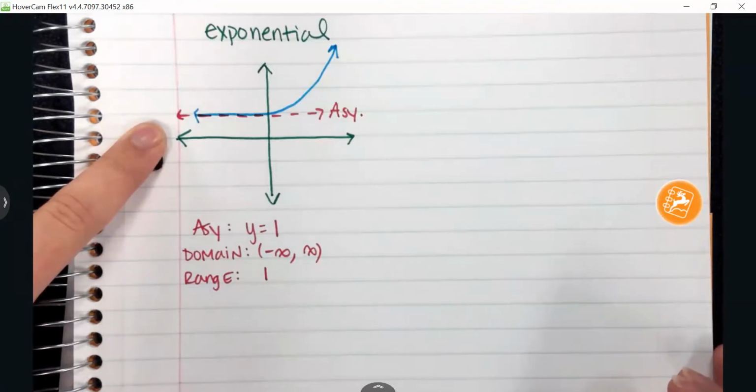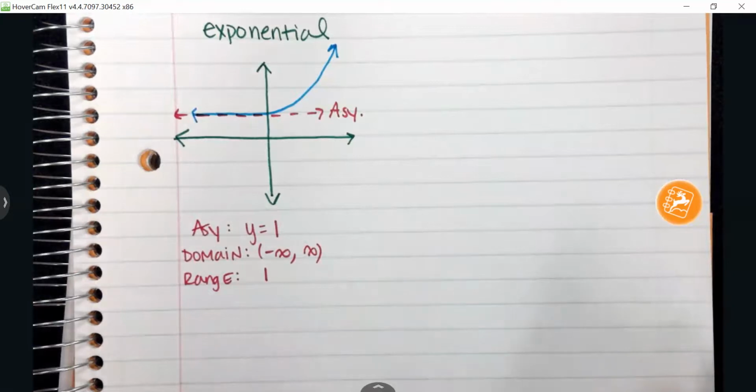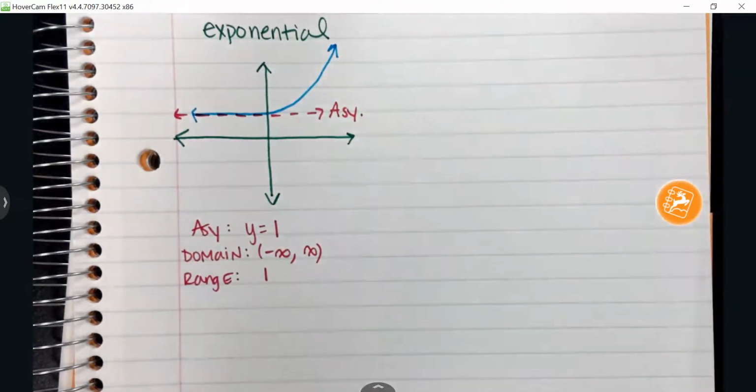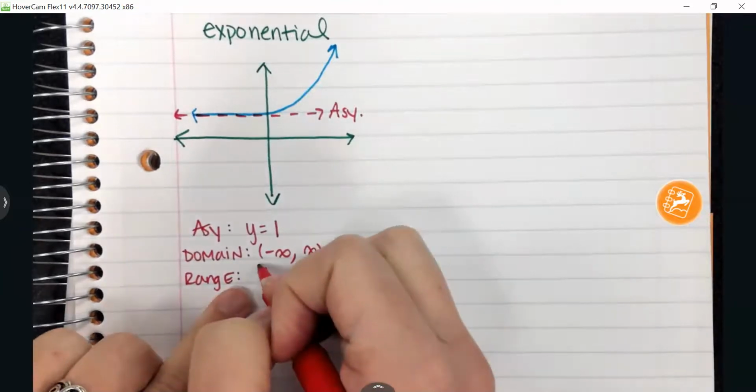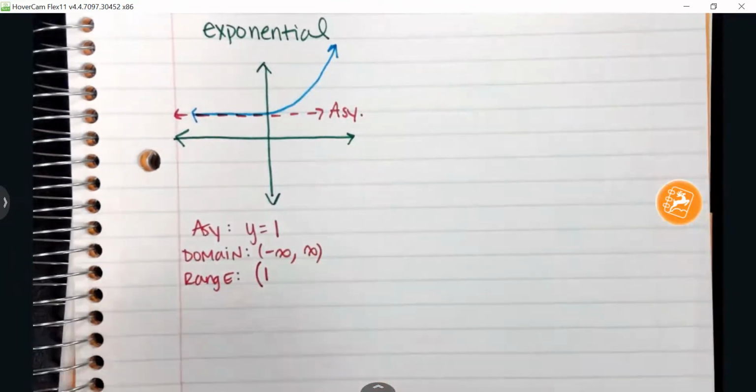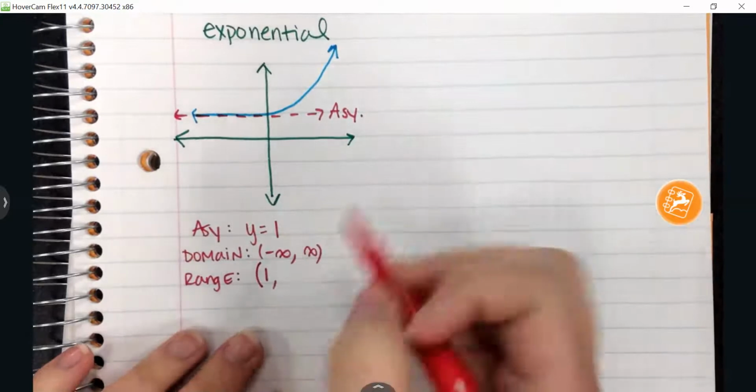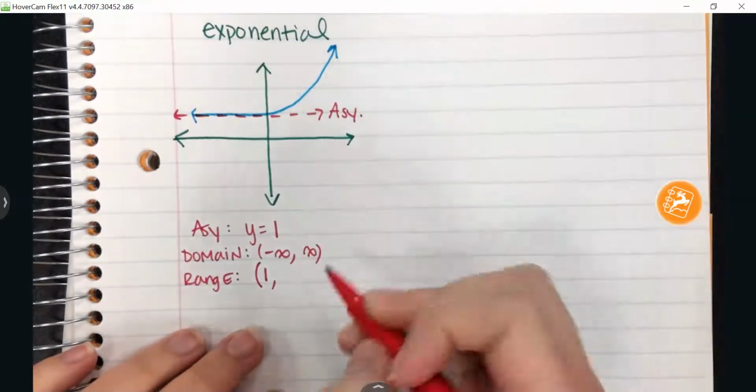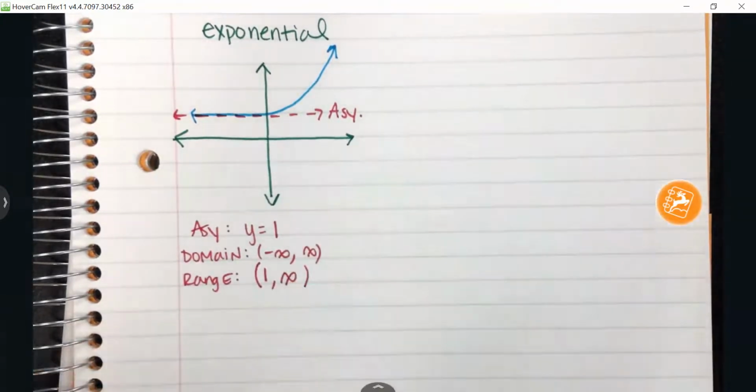Because why? Well, it doesn't have to do with a point. What do we know about that graph? Is it going to go on the line? No, it's never going to touch it. So that parenthesis tells me it's going to get very, very close, but it can never actually equal the number 1, okay? And the top of my graph is all the way at positive infinity.